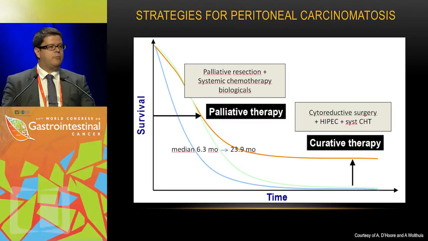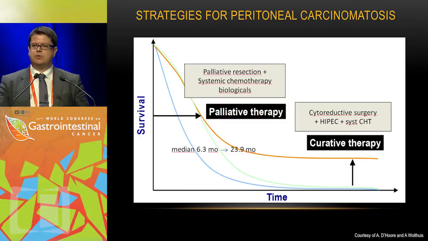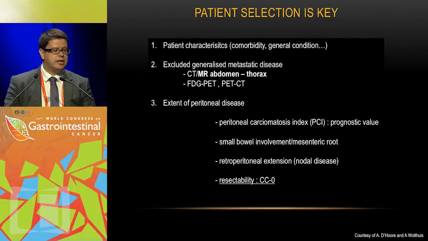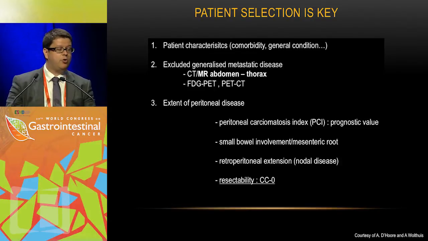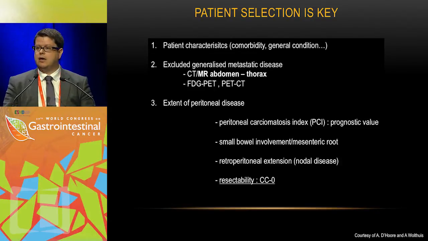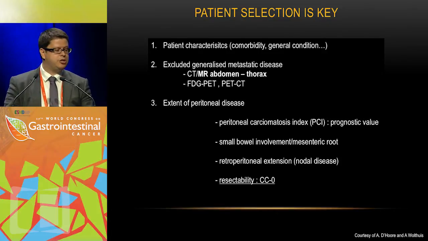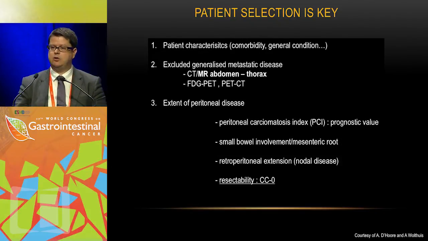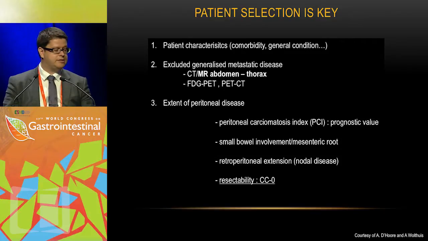So we know that patients with peritoneal metastasis can be effectively treated with HIPEC procedures, but patient selection is key in this. First of all, of course, the clinical evaluation of the patient: patient characteristics, comorbidity, general condition. Then, where we mainly use imaging is the exclusion of generalized metastatic disease, lung or liver metastasis. But the third one is also extremely important: the extent of peritoneal disease.